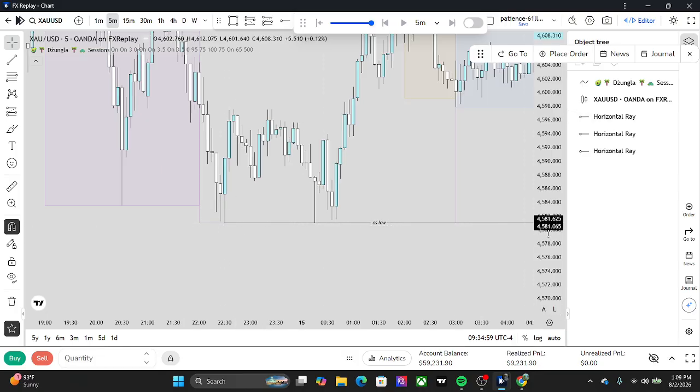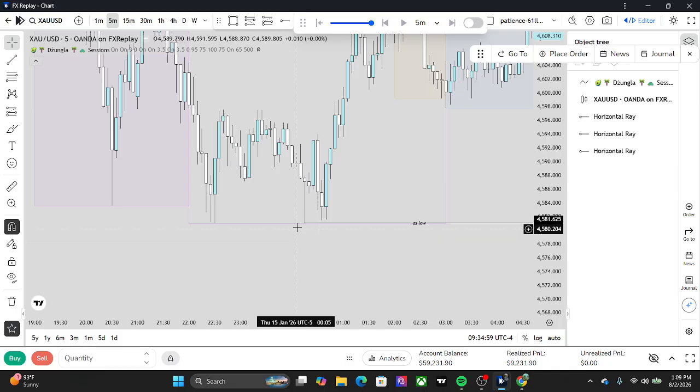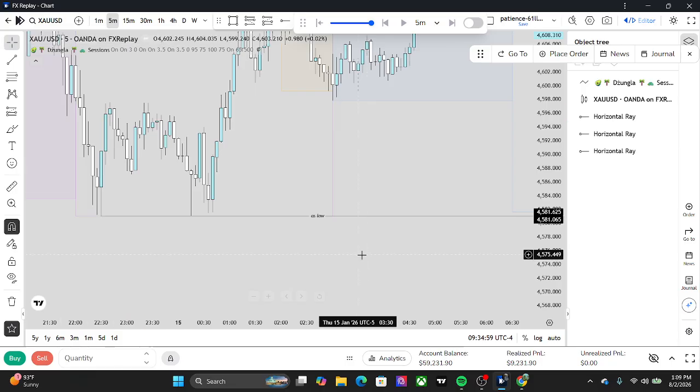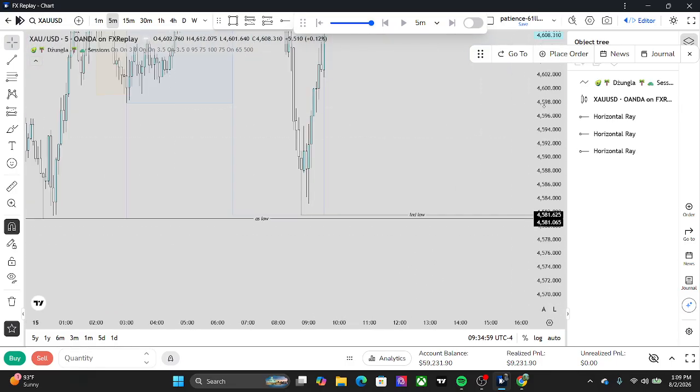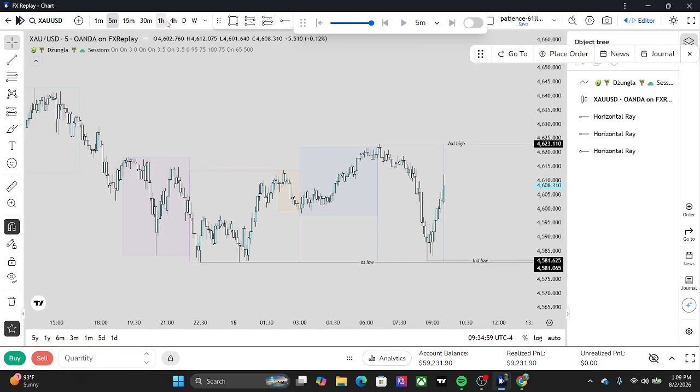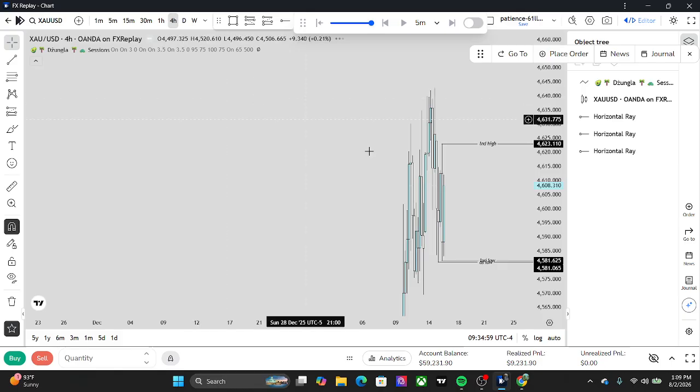Let's see. This is 81.065, 81.095. Okay, so this one is more expensive. It's higher, so this one is the low. Gotcha. All right. So now we have session highs and lows that have not been swept yet.